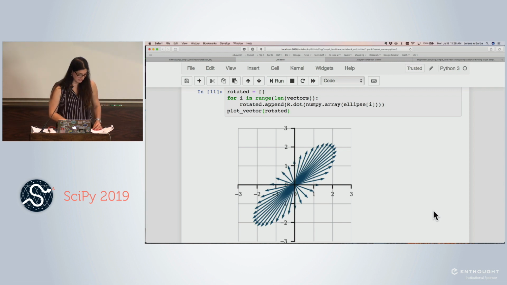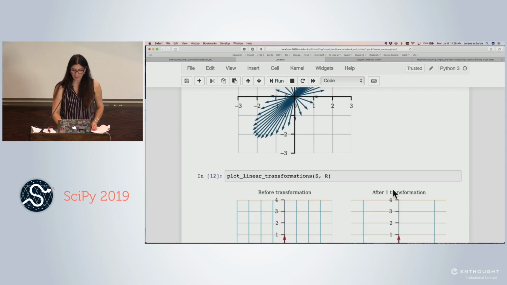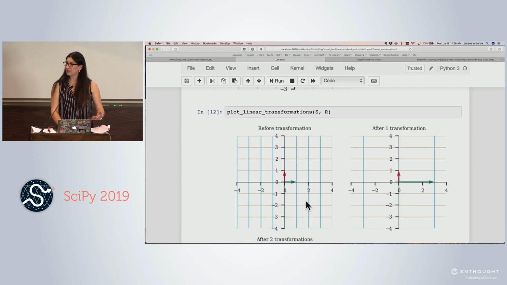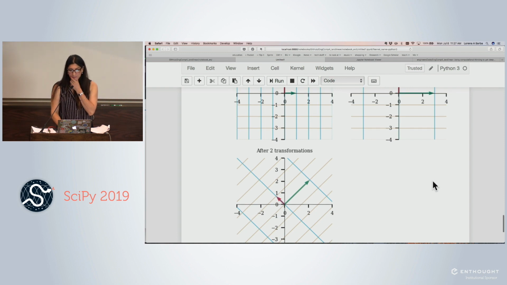Let's have a look at the two linear transformations. We applied first a scaling, then a rotation. So let's look at those two linear transformations with the help of our little helper, the function plot linear transformations. Remember, we've applied S first and then R. We applied the scaling, then the rotation. Let's look at that. All right, so yes, the scaling did what we wanted it to do. Here are the unit vectors. They got scaled. And here's the rotation.